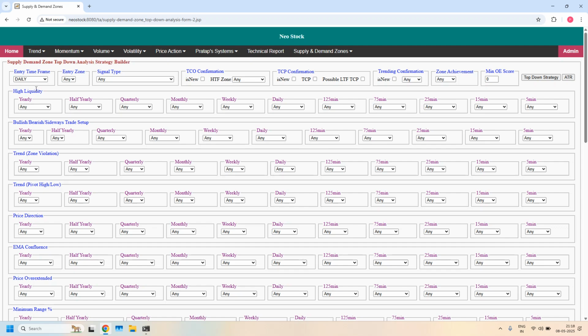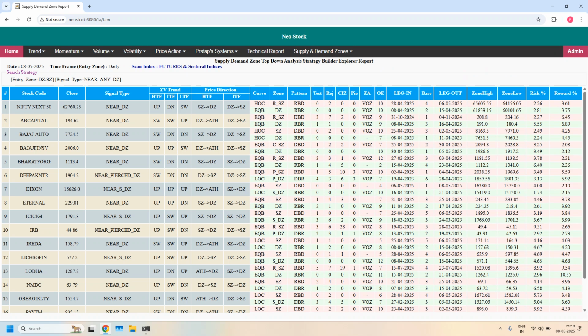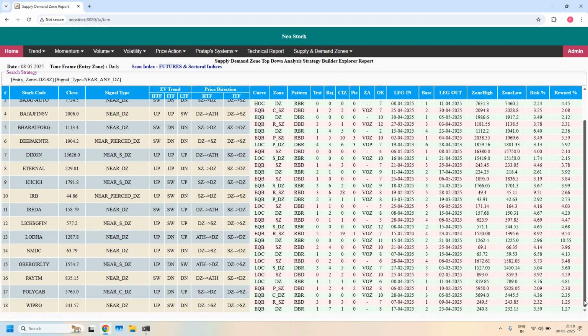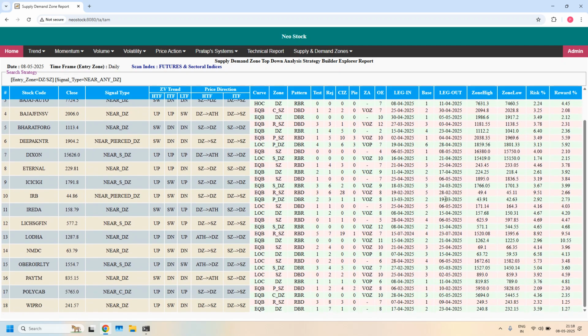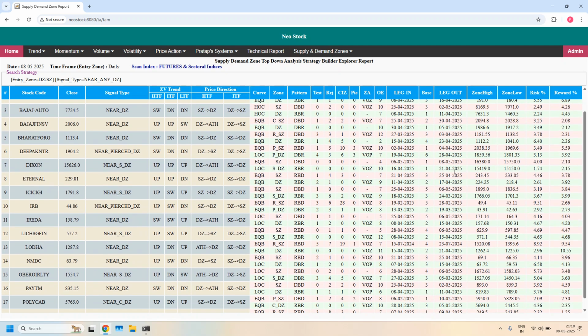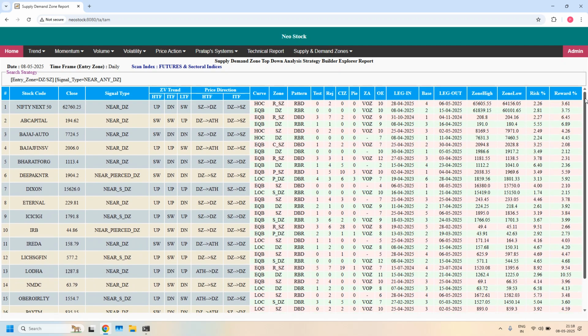Now starting with the daily time frame, let us find the stocks near to the daily demand zone. Scrolling the list down, total 18 stocks are filtered. So from this list, let us identify high liquidity demand zones. Daily high liquidity demand zones.